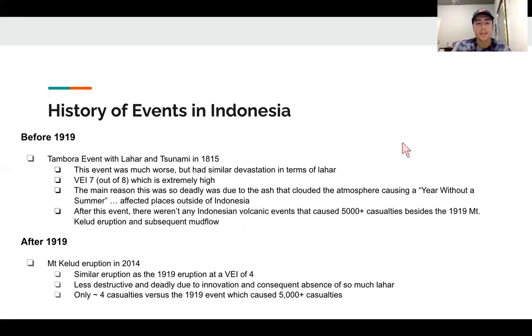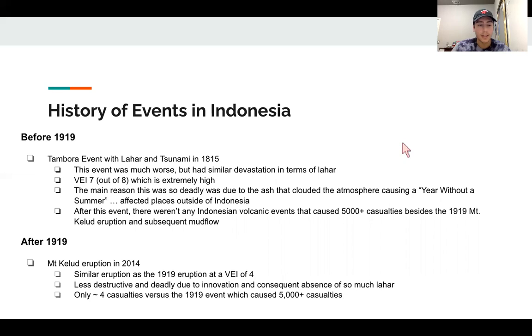So it affected places outside of Indonesia, and it caused a cloud of ash to be over many people in many cities. And after this event, there weren't any Indonesian volcanic events that caused 5,000 plus casualties besides the 1919 Mount Kelud eruption and subsequent mud flow. So this is why I associated the two together.